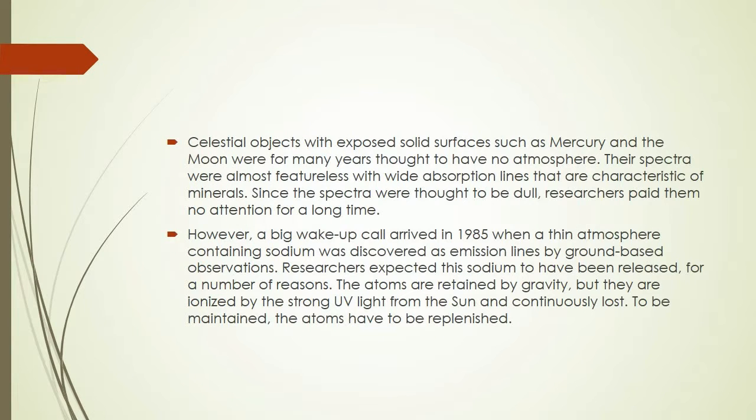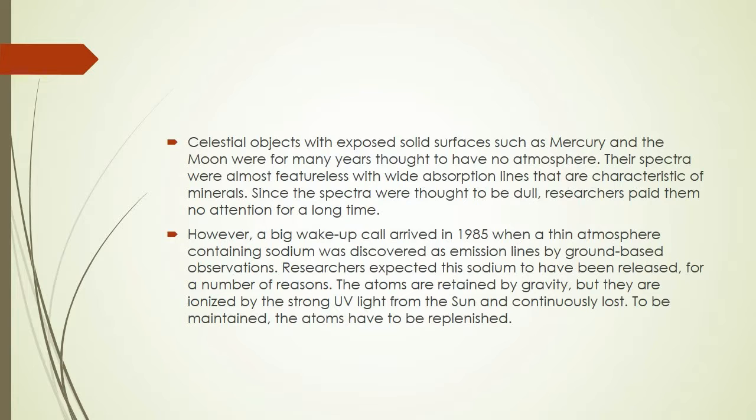Celestial objects with exposed solid surfaces such as Mercury and the Moon were for many years thought to have no atmosphere. Their spectra were almost featureless with wide absorption lines that are characteristic of minerals. Since the spectra were thought to be dull, researchers paid them no attention for a long time. However, a big wake-up call arrived in 1985 when a thin atmosphere containing sodium was discovered as emission lines by ground-based observations. Researchers expected the sodium to have been released, for a number of reasons.